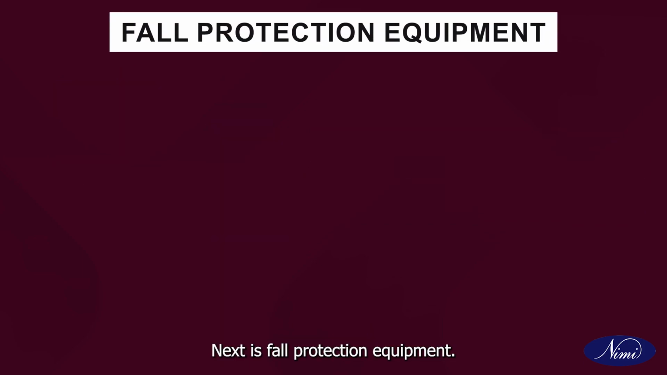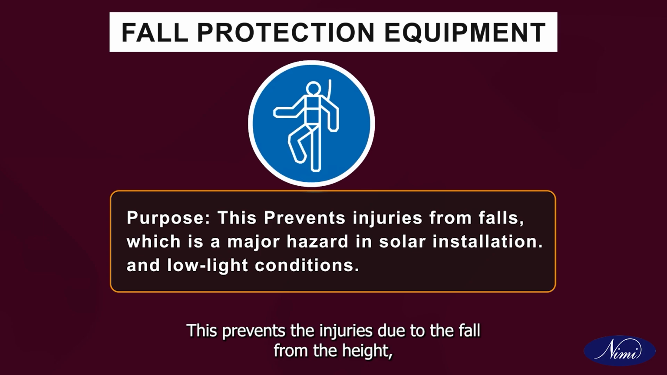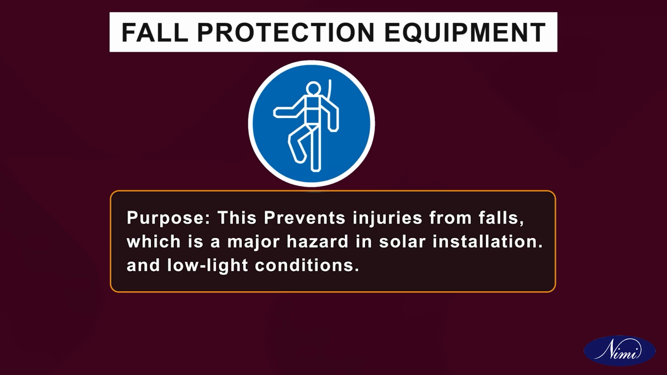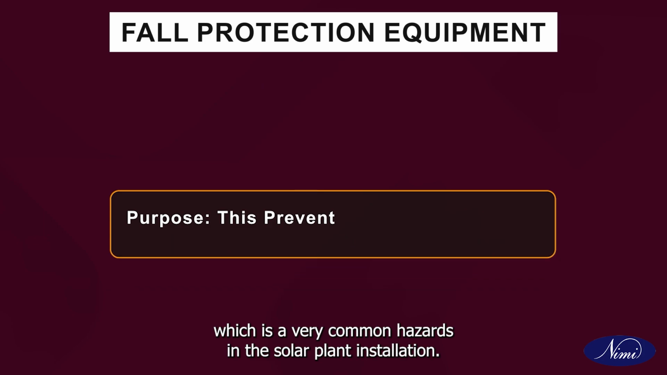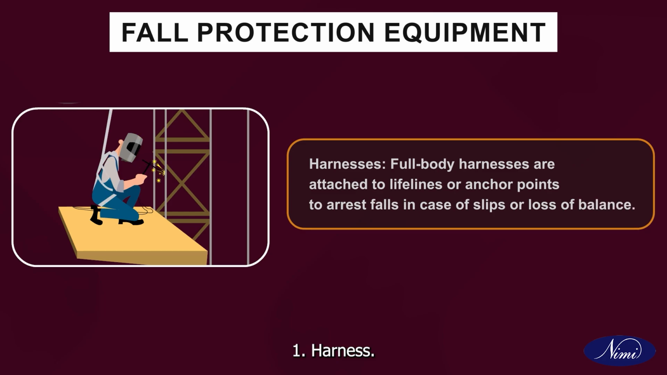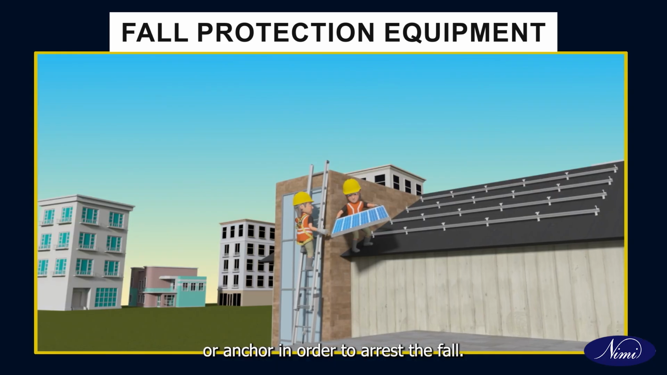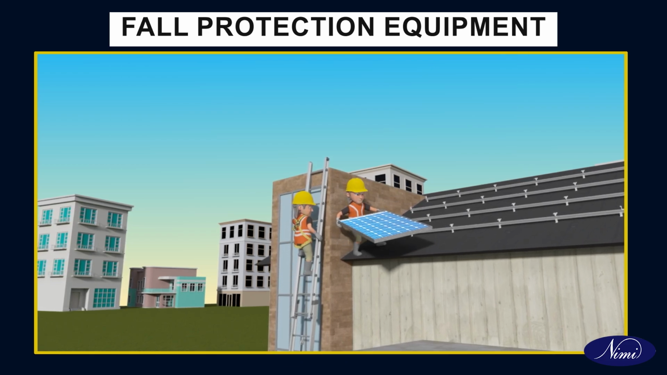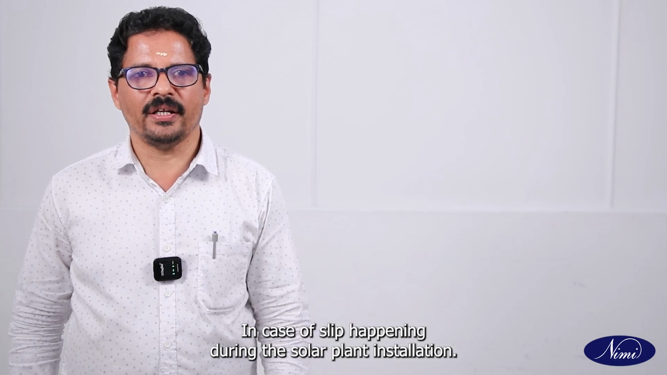Next is fall protection equipment. This prevents the injuries due to a fall from height, which is a very common hazard in solar plant installation. There are different types of fall protection equipment. One is harness. The harness is attached to the lifeline or anchor in order to arrest the fall in case of a slip happening during the solar plant installation.